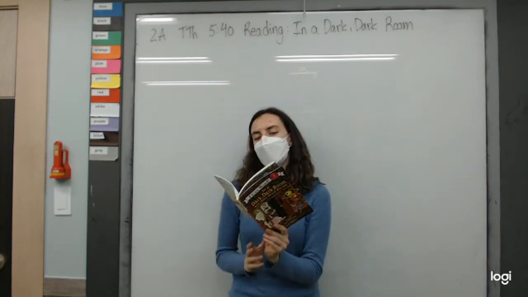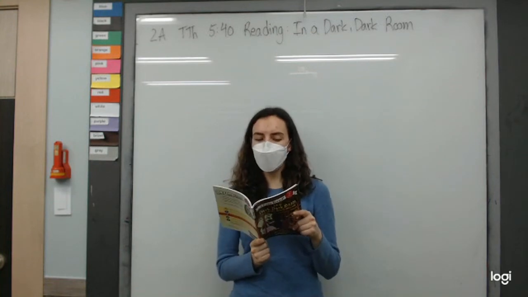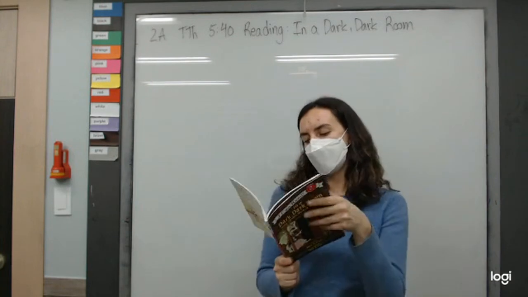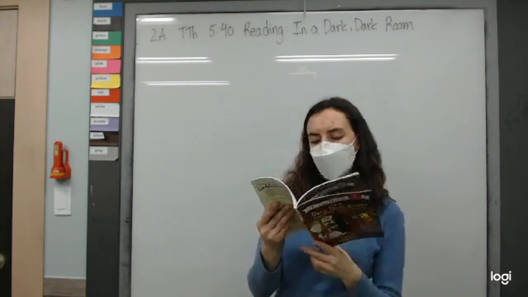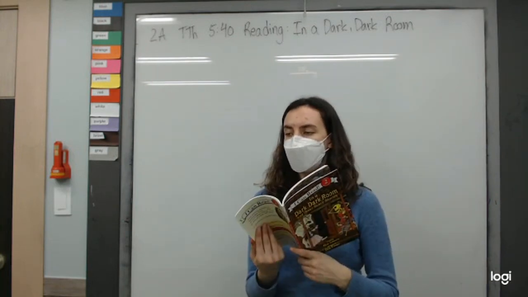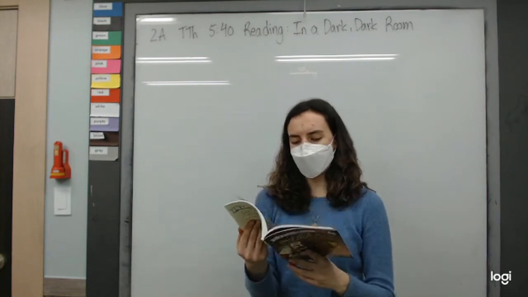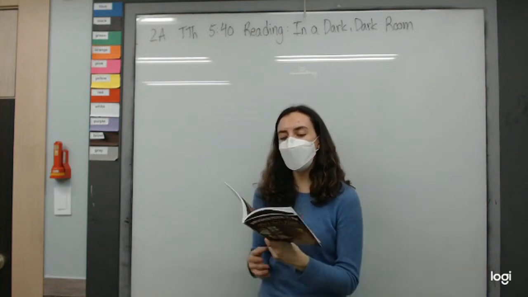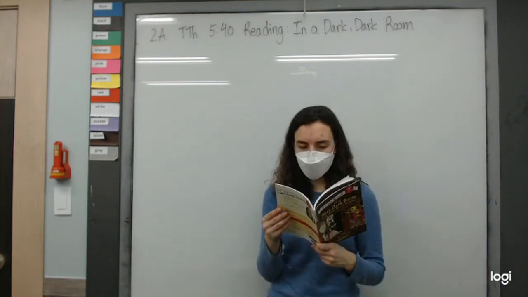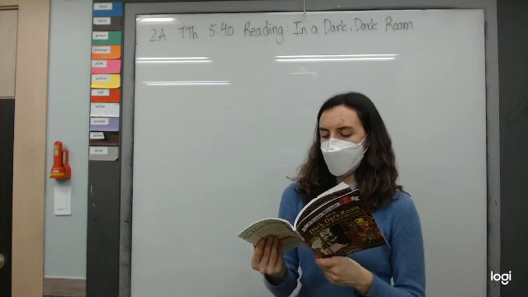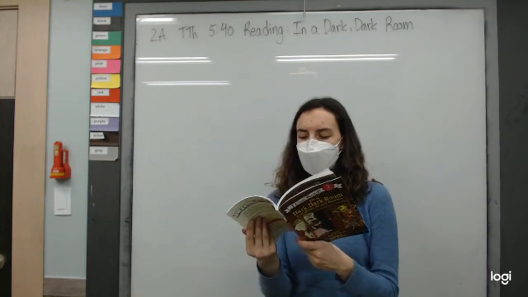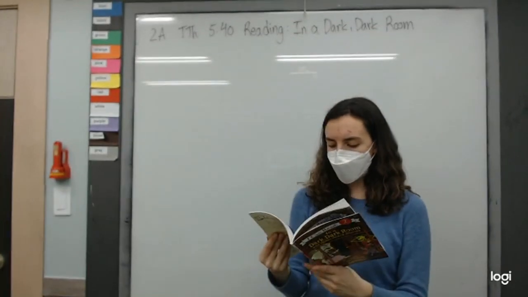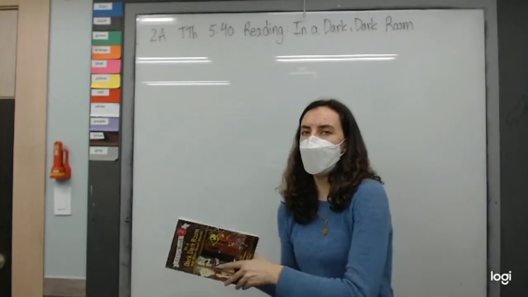Next page. And in that dark, dark house, there was a dark, dark room. And in that dark, dark room, there was a dark, dark closet or chest. Next page. And in that dark, dark chest, there was a dark, dark shelf. And on that dark, dark shelf, there was a dark, dark box. And in that dark, dark box, there was a ghost.